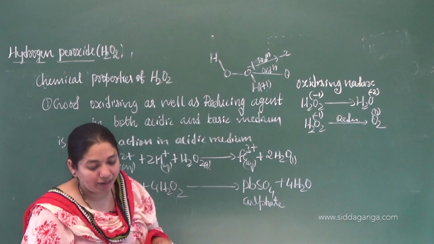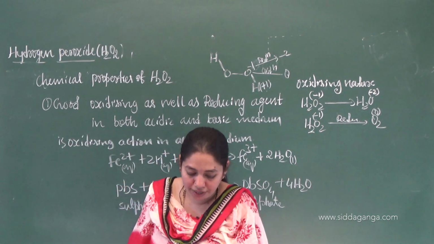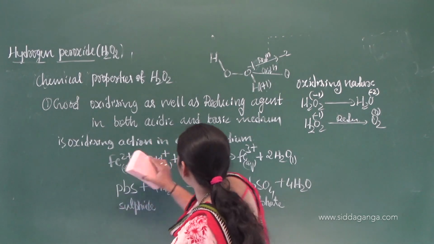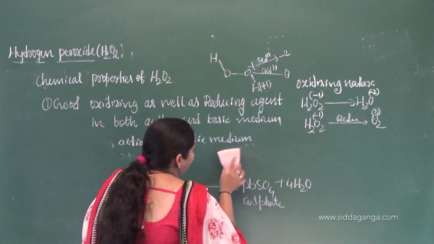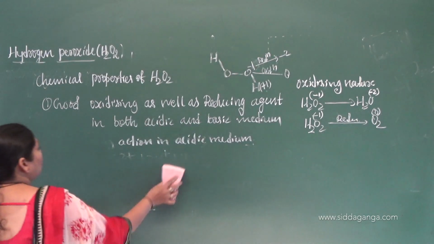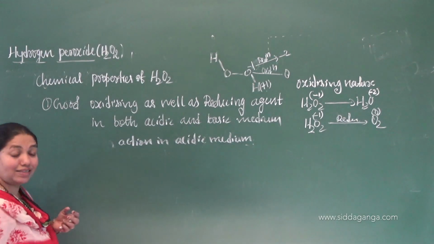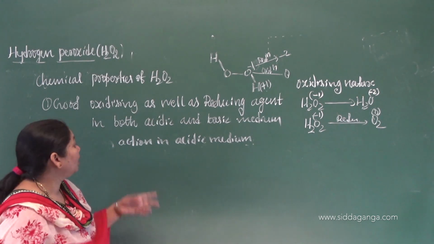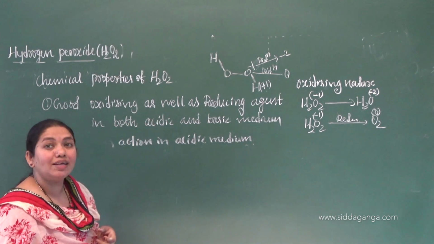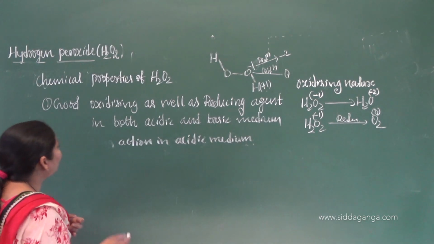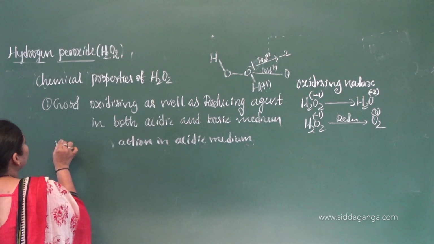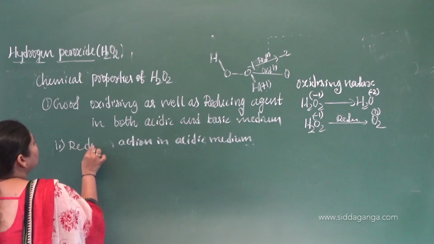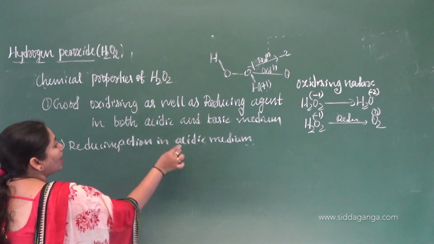So likewise, let us move on to the reducing action in acidic medium. This is what we can say oxidizing. Likewise, if you move on to the reducing nature of hydrogen peroxide, as I said in the beginning itself, it acts as both an oxidizing as well as a reducing agent, right? So let us know how it acts as a reducing agent. That is the second one, reducing action in the acid medium.